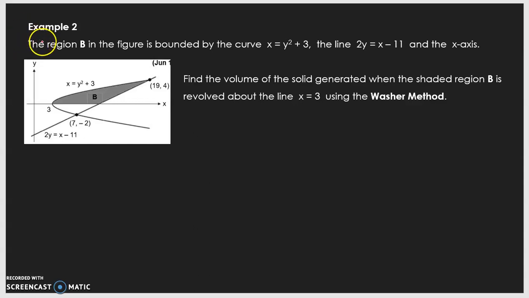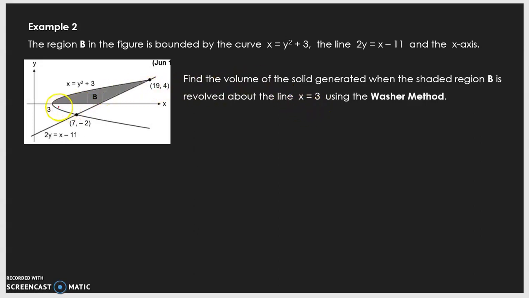So now we look at example 2. The region B in the figure bounded by the curve x equals y squared plus 3 and the line 2y equals x minus 11 and the x-axis. The question is, find the volume of the solid generated when the shaded region B is revolved about the line x equals 3.